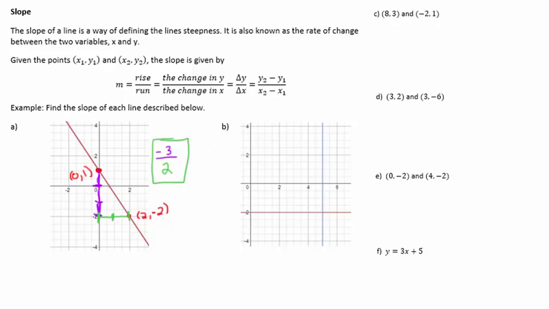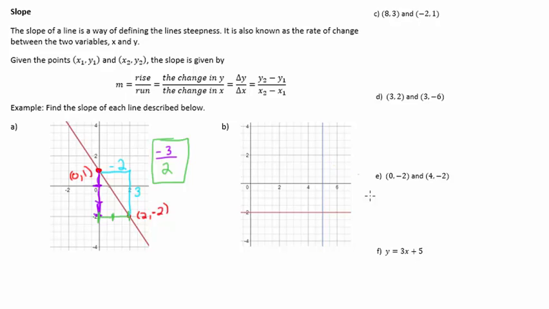Now we could have gone about that a slightly different way. We could have counted from this point that we went up 3, and then we would have run -2, and that still ends up giving us -3/2. So you just have to pay attention to, am I rising in a positive or negative direction, and am I running in a positive or negative direction?